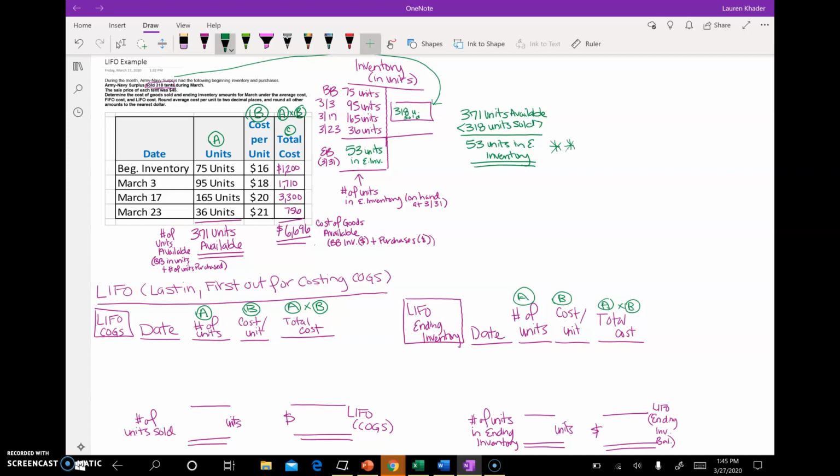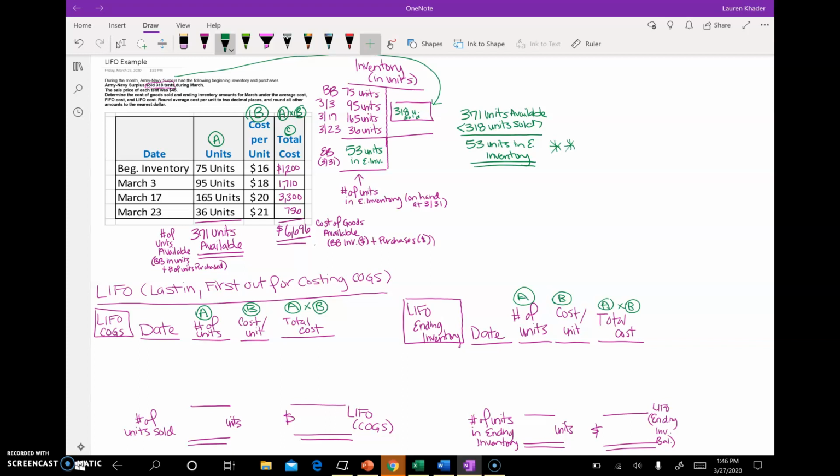One thing to remember is that under each of those methods, LIFO, FIFO, or average cost, as well as specific unit cost, we're always going to expense the same number of units, and we're always going to have the same number of units in ending inventory, regardless of the method that we use. But the cost that we determine for cost of goods sold, as well as the cost we determine for our ending inventory balance, is going to be different depending on the method that we select.